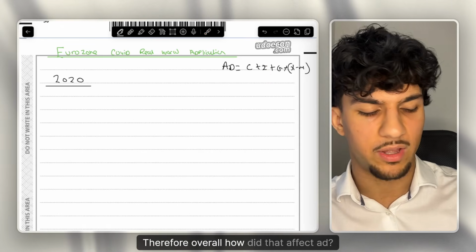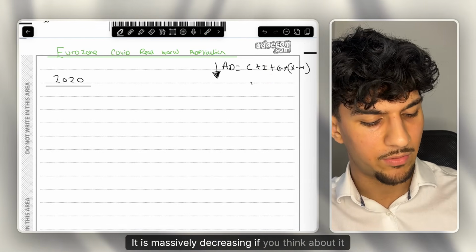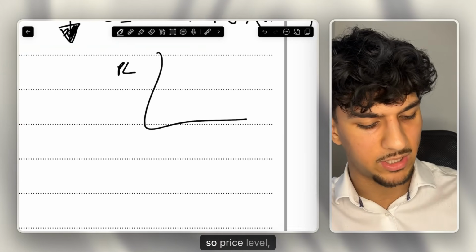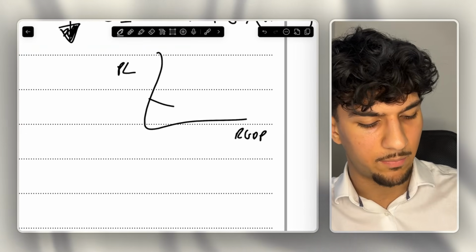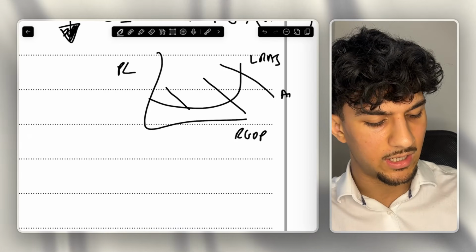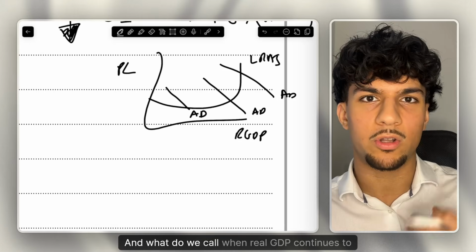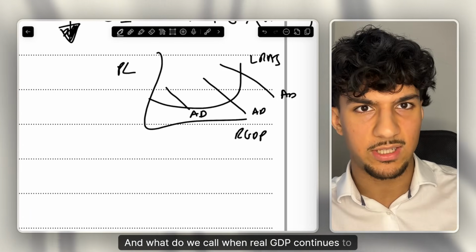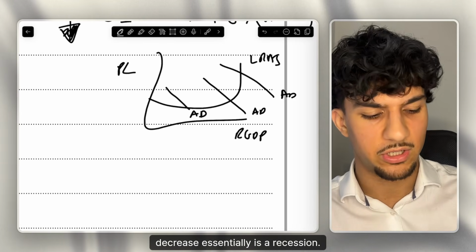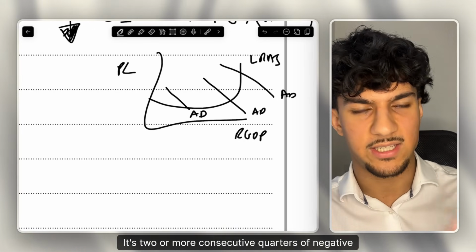Therefore, overall, how did that affect AD? AD massively decreased. If AD is continuously decreasing, how is that going to affect real GDP? Real GDP is going to continue to decrease. And what do we call it when real GDP continues to decrease? Essentially a recession. How do you define a recession? Two or more consecutive quarters of negative economic growth.